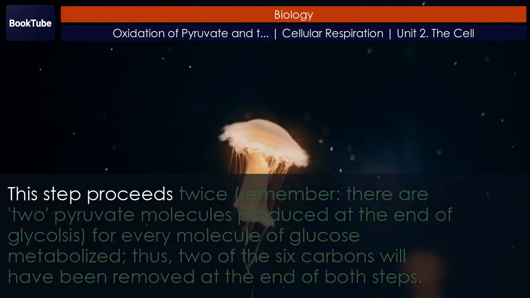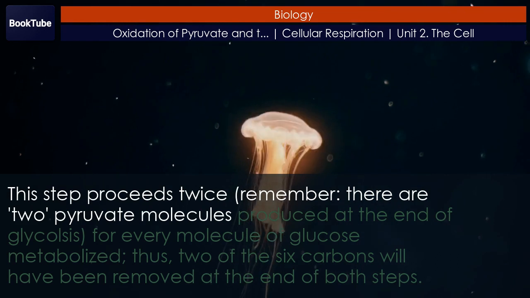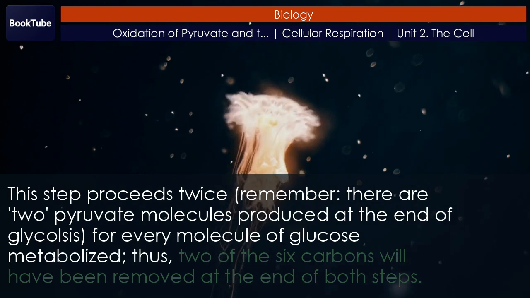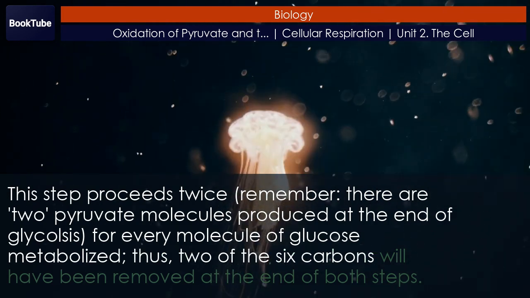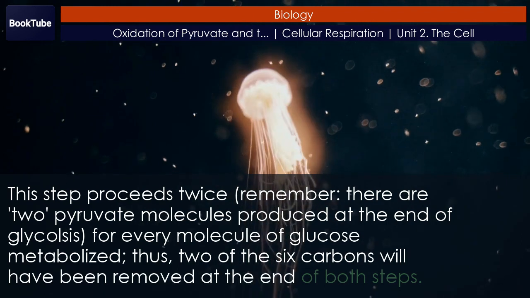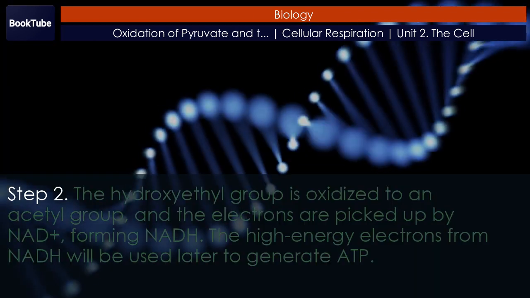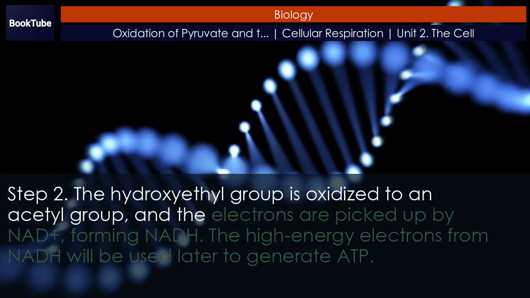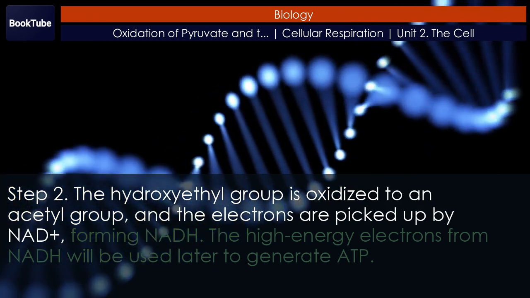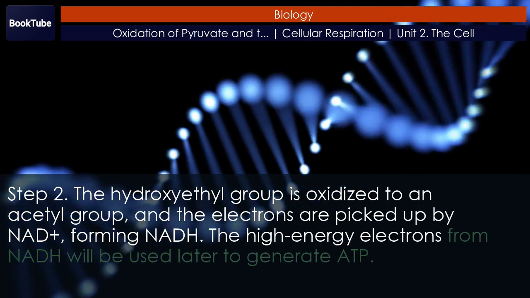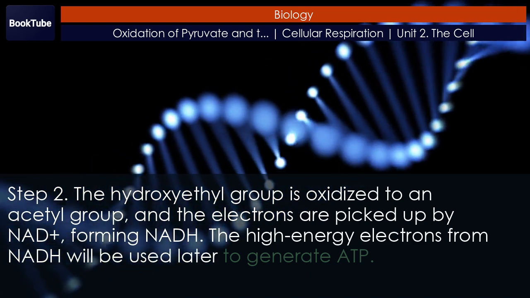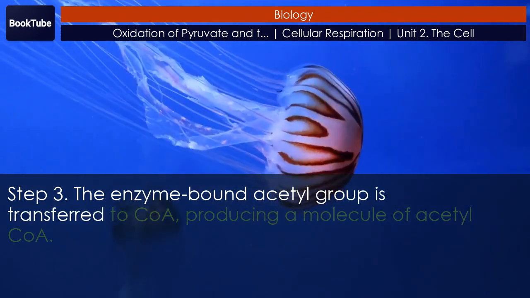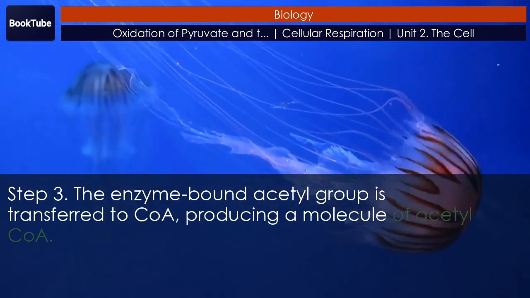This step proceeds twice. Remember, there are 2 pyruvate molecules produced at the end of glycolysis for every molecule of glucose metabolized. Thus, 2 of the 6 carbons will have been removed at the end of both steps. Step 2. The hydroxyethyl group is oxidized to an acetyl group, and the electrons are picked up by NAD+, forming NADH. The high-energy electrons from NADH will be used later to generate ATP. Step 3. The enzyme-bound acetyl group is transferred to CoA, producing a molecule of acetyl-CoA.